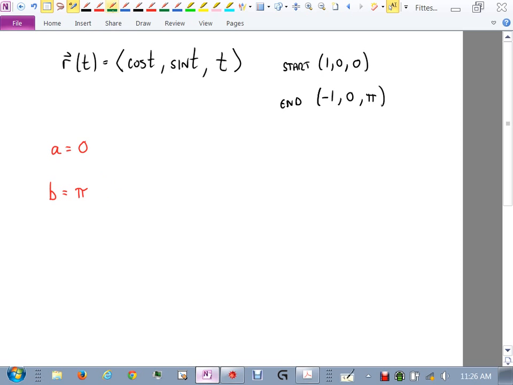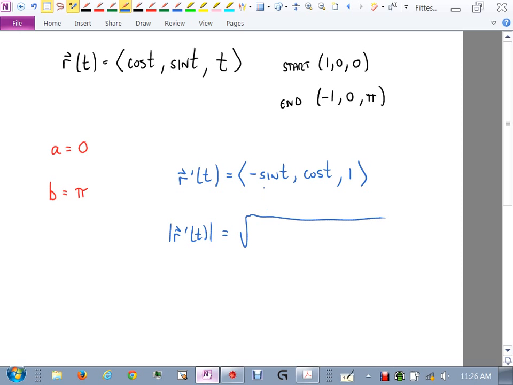How about a derivative? We need that in the problem, and then we need its magnitude. So the derivative is the vector function negative sine t, cosine t, 1. The magnitude of this is the square root of what? Sine squared t plus cosine squared t plus 1, which is just root 2.